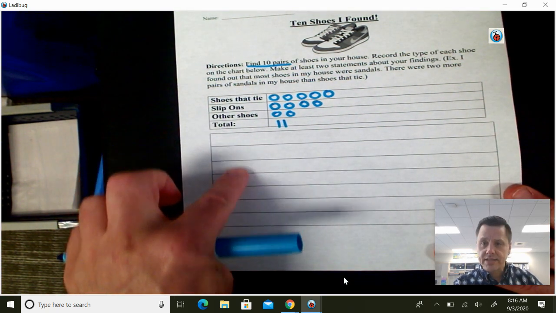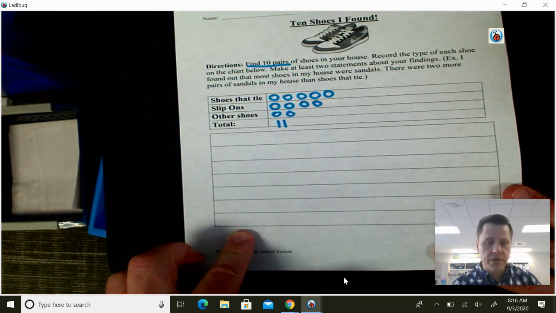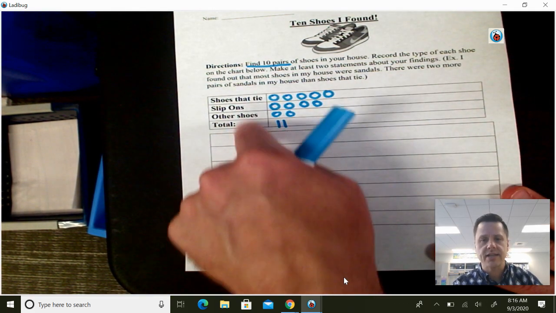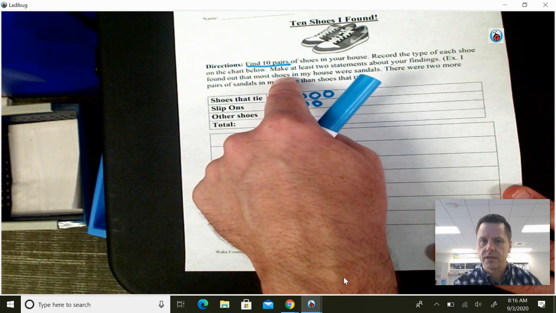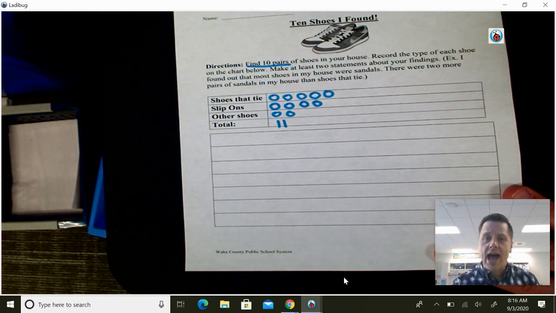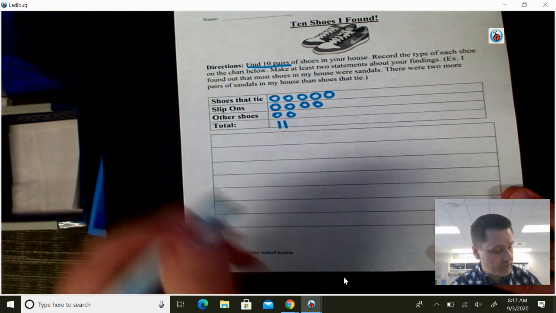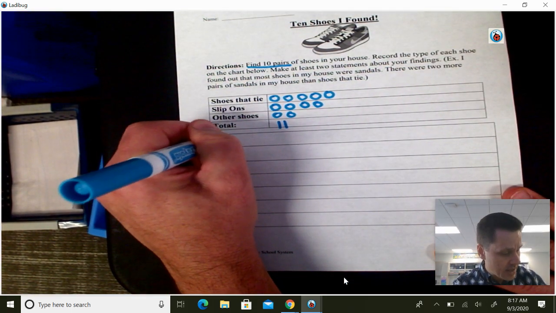Now, in the space down here, you need to tell me 2 statements about your data. And a statement is just a sentence that tells information. So like you might want to say, I found out that we have more shoes in my house than sandals. Or I have more shoes that tie than any other kind of shoe. And then you need to write those sentences out.